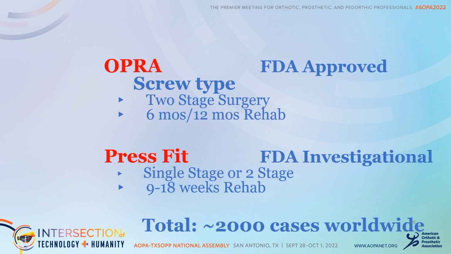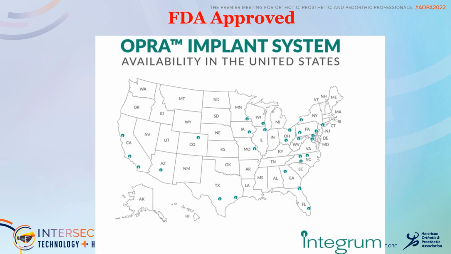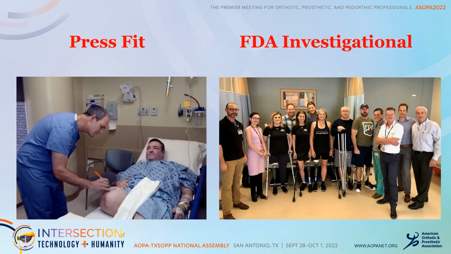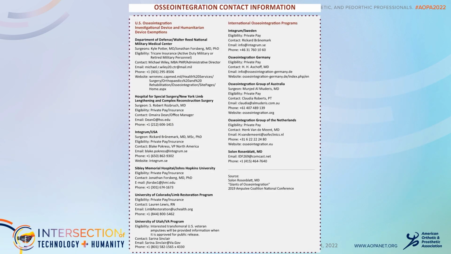And there are some differences in the rehab that I'm going to skip over and defer to Dr. Stoneback. Now, the OPRA implant system is from the Integrum company. You can see by the dots there, they have surgical centers across the United States. And if you're interested in Integrum, you go through their main number to connect with those. If you're interested in the press fit devices, there are several surgical centers that are doing this in New York. There's one in Colorado, at the University of Colorado. And those can be found through the Amputee Coalition's list of osseointegration contact information or through online searches. There is lots of online activity about this.